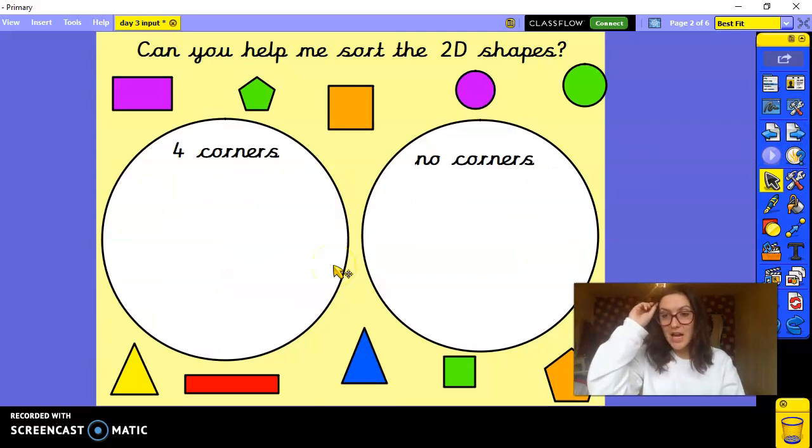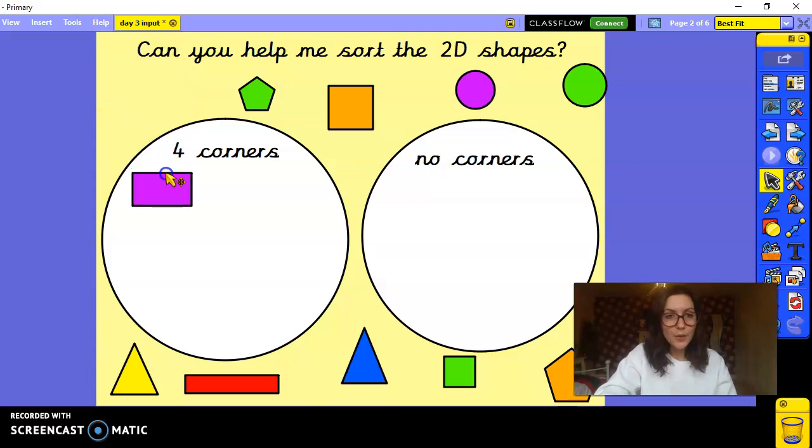Okay, so this time the challenge is to think about 4 corners or no corners. So some shapes may not fit in. Let's have a little look. So remember, corners is the same as vertices where 2 sides meet. So a rectangle, 1, 2, 3, 4. 4 corners on a rectangle. What about this shape here, a pentagon? 1, 2, 3, 4, 5. Does that have 4 corners? No. Does it have no corners? No. So I would leave it there.